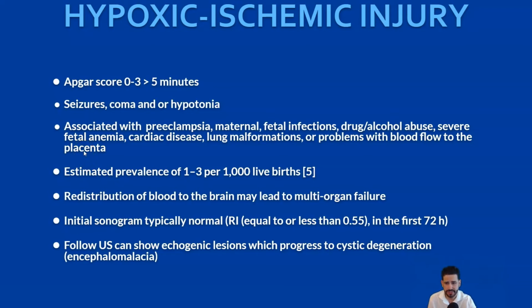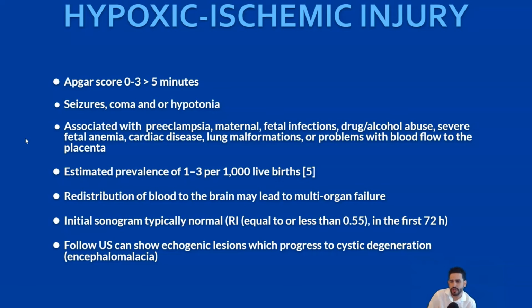Associated maternal conditions are preeclampsia, fetal infections, maternal drug and alcohol abuse, severe fetal anemia, cardiac disease, lung malformations, or problems with blood flow to the placenta. It is estimated to have a prevalence of 1 to 3 per 1,000 live births. Redistribution of blood to the brain may lead to multi-organ failure.